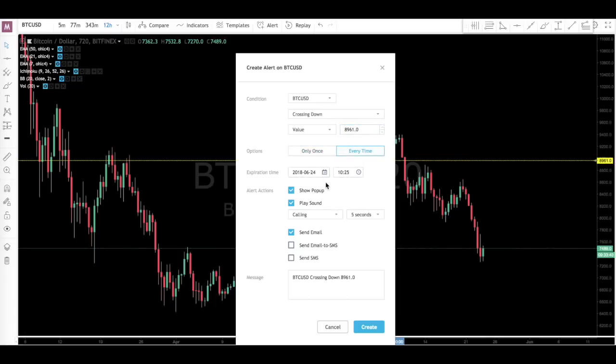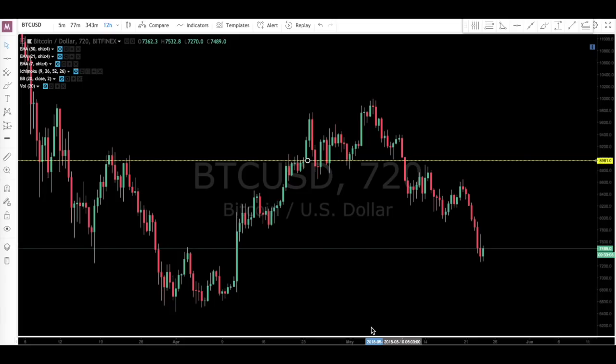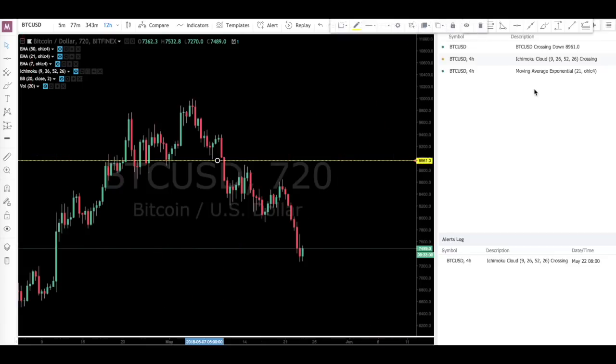I can say when I want that alert notification to end. I can have it alert me through a number of different ways. And then you just simply hit create, and now it's set up and shows you all the alerts that you have in this window over here. So when that price crosses over the alert level that I gave it, then I will get an alert.